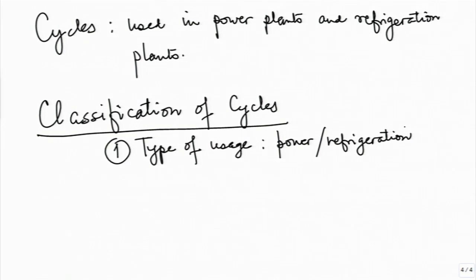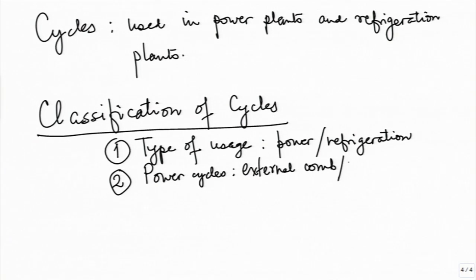Then another classification is essentially for power cycles. This is whether it is external combustion or internal combustion. Of course, now there are cycles where the energy is not supplied by the process of combustion, but by nuclear decay or solar concentration. But the classification of external combustion and internal combustion, with a generalization of combustion to heat source or heat supply, is still valid. We will generalize it when we come to that.